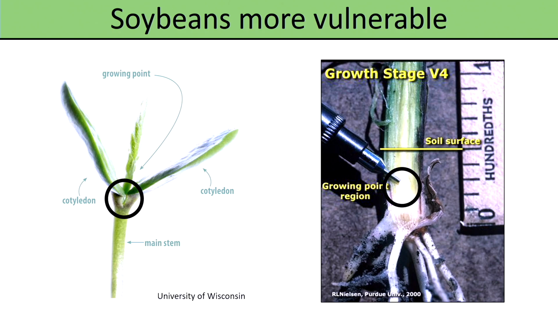Whereas on a corn plant, until about the 7 leaf stage, the growing point is actually below the soil surface, down here at the bottom of the plant. So it's underneath the soil where the slugs can't feed.